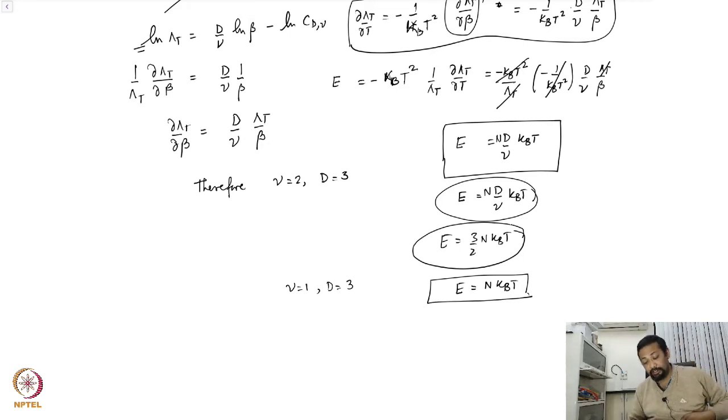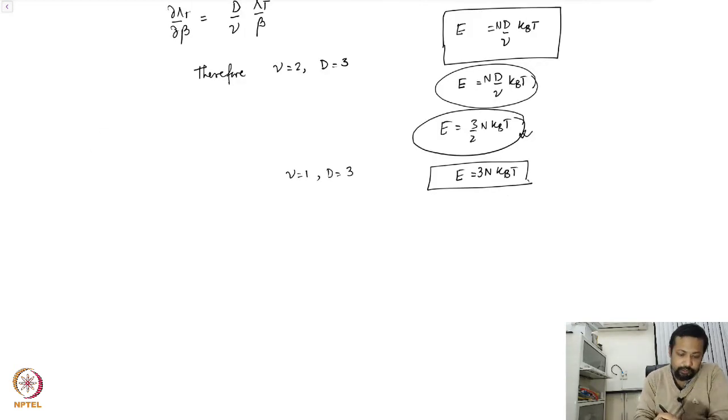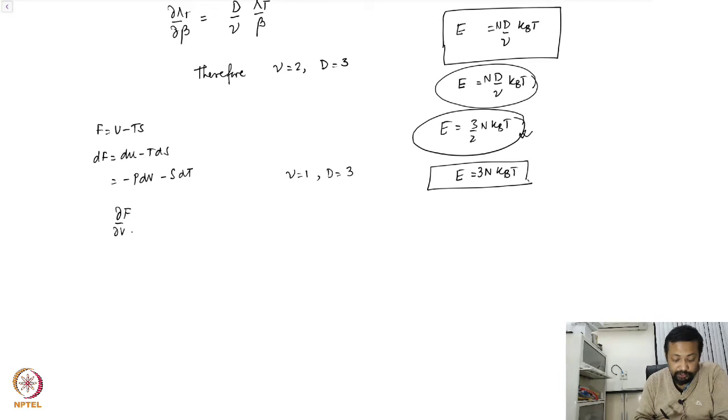Strikingly different from 3n kBT. It is strikingly different from the result that we have seen for this case. Now recall that F was U minus TS, and unlike the magnetic system that we had seen, this is not the Gibbs free energy. There is no external pressure imposed. So therefore dF is dU minus TdS, and one can work this out. This is going to be minus PdV minus SdT, so that del F del V is going to be minus the thermodynamic pressure.